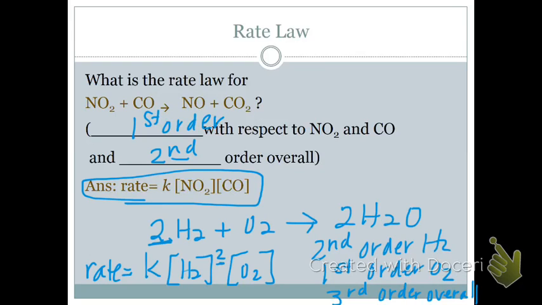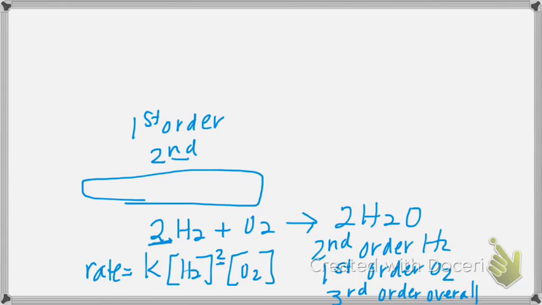It affects the rate more than oxygen's does. Is that because there's a 2, because it's squared? Yes. So let me do another one.